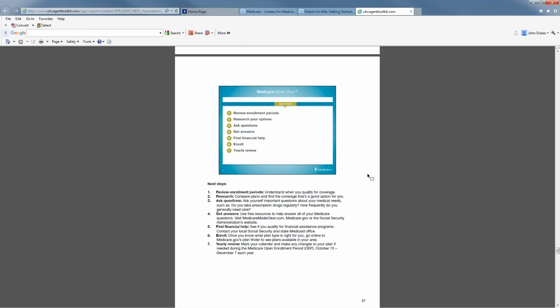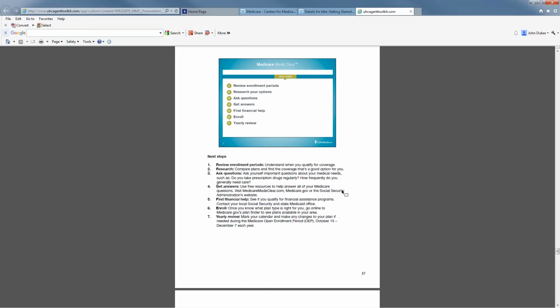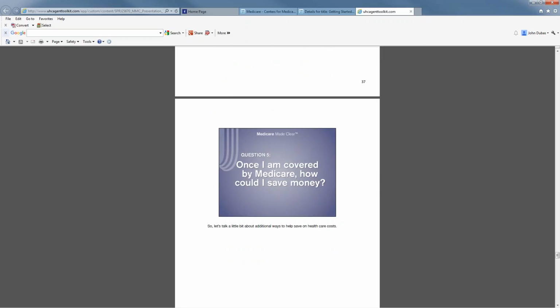Go online to Medicare.gov's Plan Finder to see what plans are available in your area. Great program to figure out what your options are in your area. And then review those programs each year. Mark the calendar and make any changes to your plan if needed during the Medicare open enrollment period, October 15th through December 7th of each year.